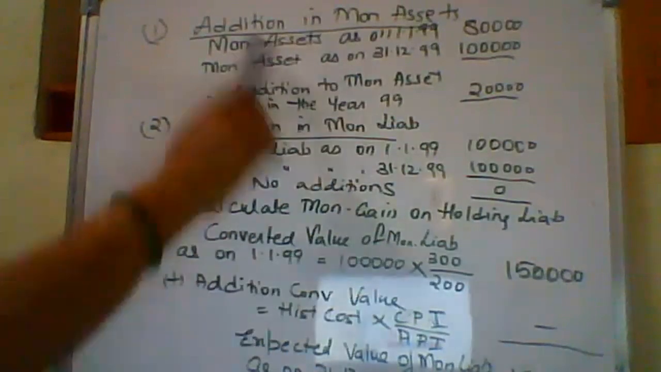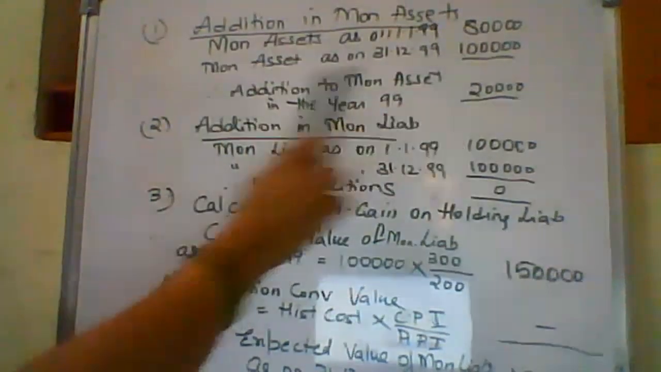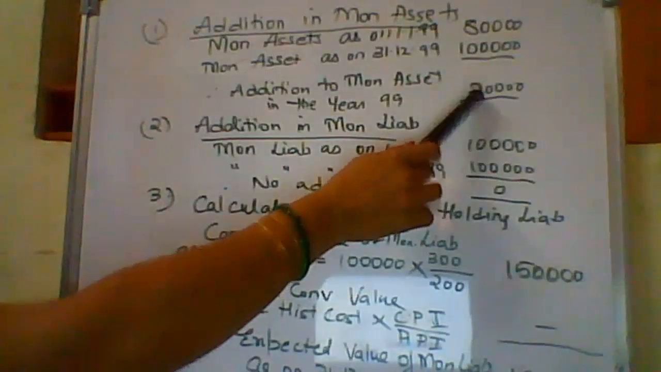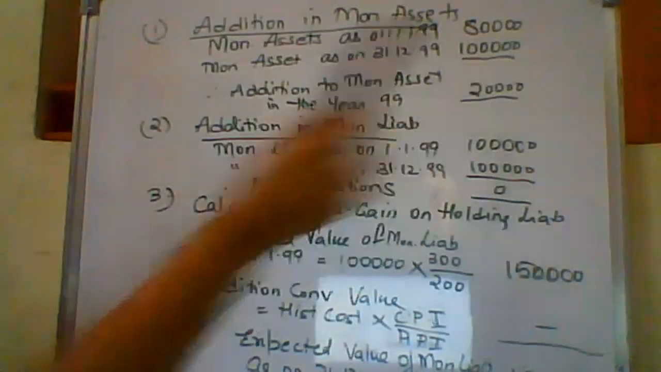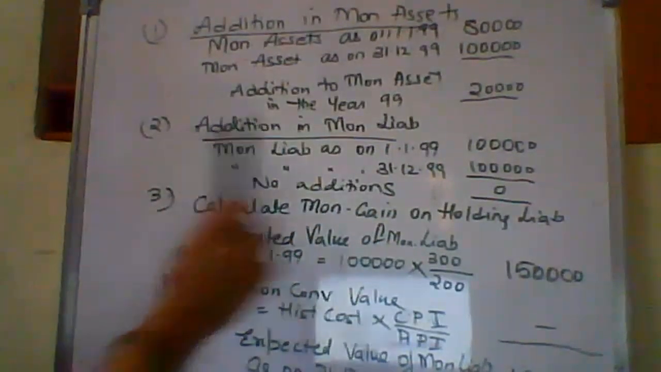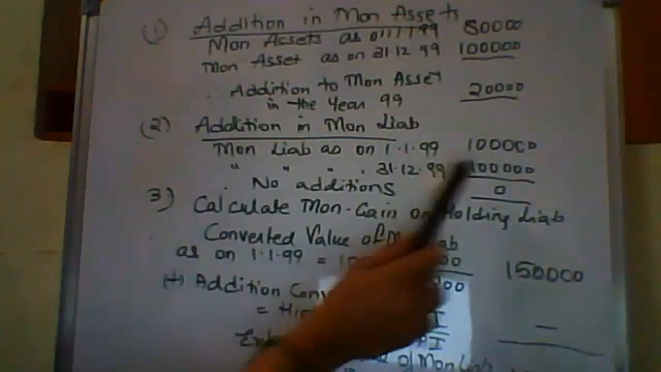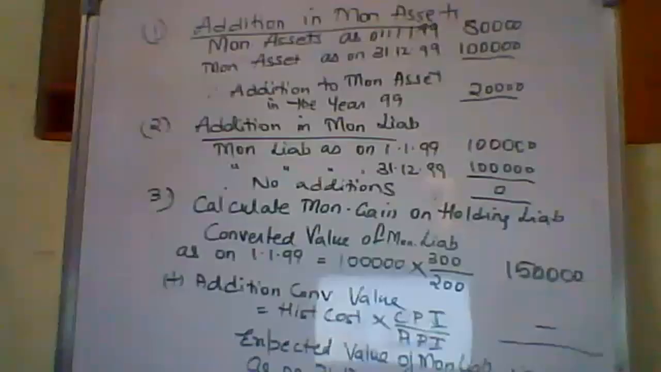So additions will be calculated with opening monetary assets minus closing monetary assets. You'll find out how much are the additions. So in the problem we had 20,000 additions to your monetary assets. Then on liabilities, opening monetary liabilities minus closing monetary liabilities, additions are not there in this particular problem.